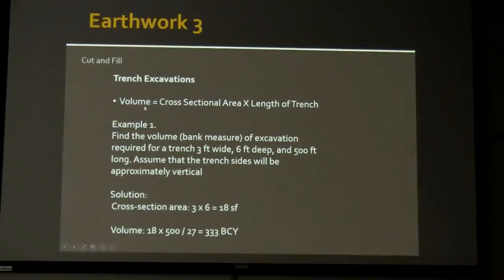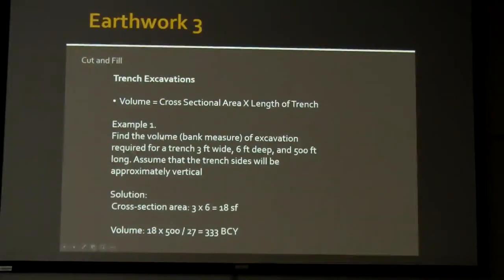For trench excavation, very simple. The volume is equal to the cross-sectional area times the length of the trench. The trench basically is defined as an excavation that is much longer than it is wide or deep. So we have a very long excavation that could possibly be maybe 3 feet or 6 feet deep, 3 feet or 6 feet wide, and the length would be somewhere in the area of 100 feet, 500 feet, 1,000 feet, whatever the requirement is. That would make it a trench.